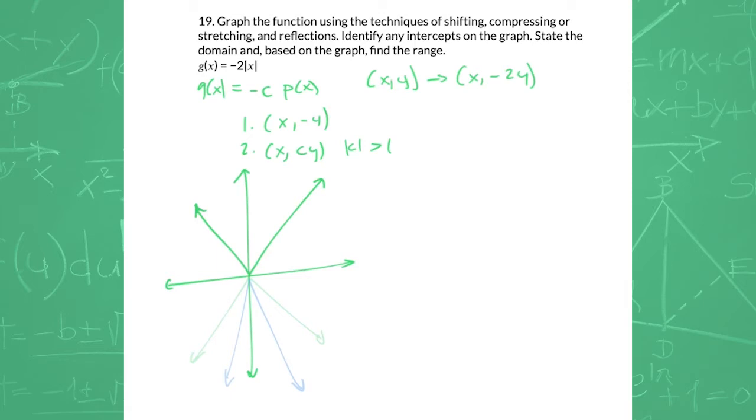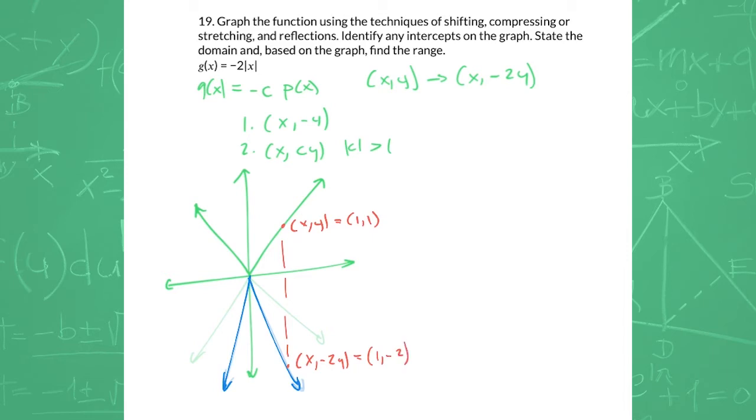And so this is our function graph, because all of our inputs and outputs, x and y, are being transformed to x and negative 2y. So if this were 1, 1, it would now be 1, negative 2.